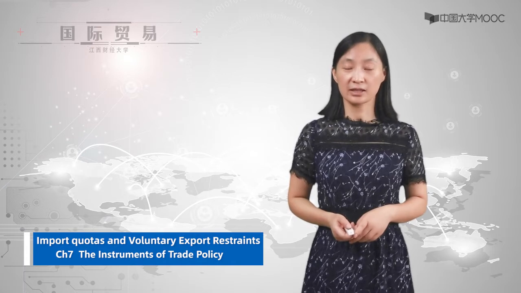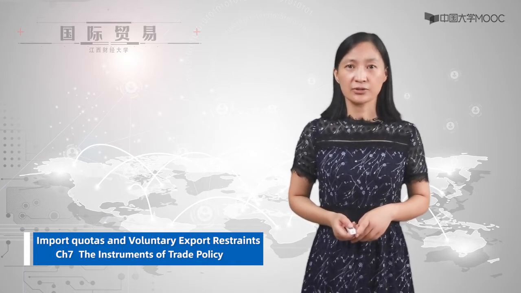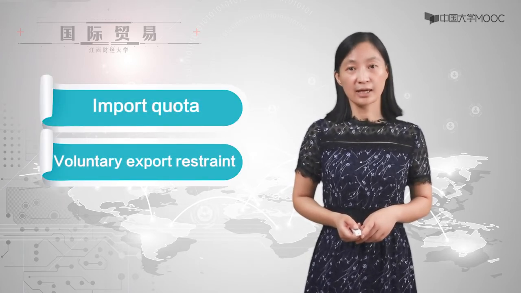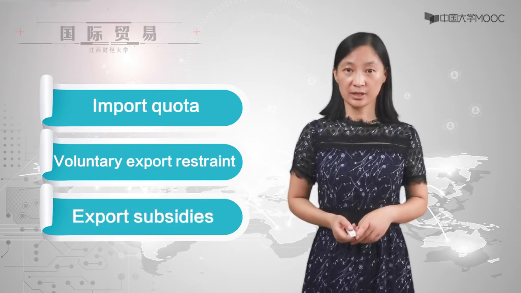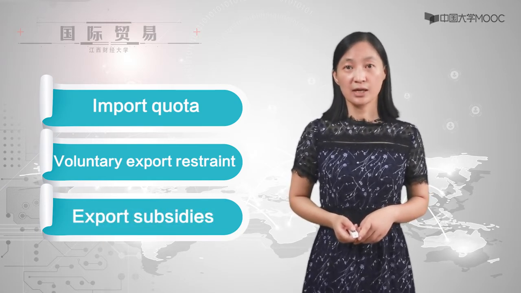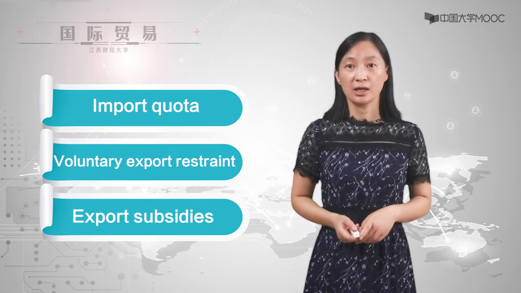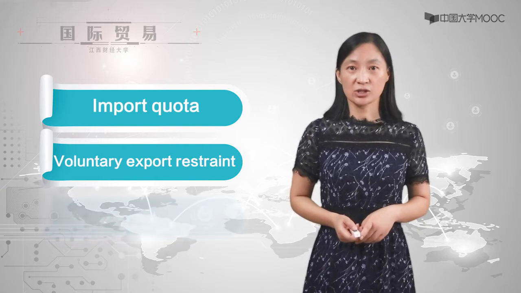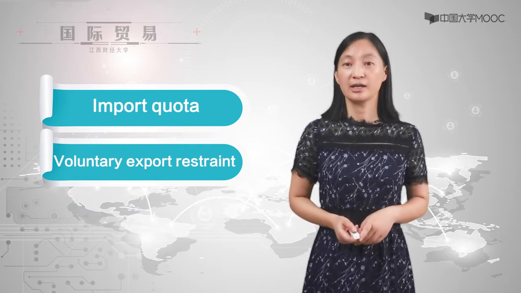This lecture, we will discuss import quota and voluntary export restraint. Tariffs are the simplest trade policies, but in the modern world, most government intervention in international trade also takes other forms, such as import quota, voluntary export restraint, and export subsidies, etc. Fortunately, once we have understood tariffs, it's not too difficult to understand other trade instruments. This section, we will introduce import quota and voluntary export restraint.